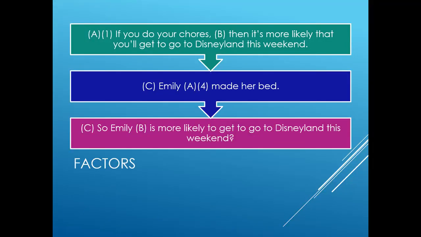You tell a kid, if you do your chores, it's more likely that we'll go to Disneyland this weekend. So the rule trigger here is chores. The rule consequence is Disneyland, right? Any kid's dream. Who are we applying it to? Emily. So we have positions 1, 2, and 3. So far, idea 1 is chores, idea 2 is Disneyland, idea 3 is Emily.